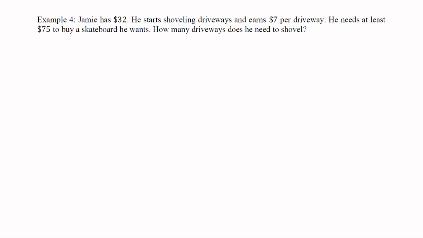Jamie has $32. He starts shoveling driveways and earns $7 per driveway. He needs at least $75 to buy a skateboard he wants. How many driveways does he need to shovel? Well, let's find the number of driveways to be shoveled. He has $32 now, and we're going to add $7 times the number of driveways that he needs to shovel. That gives us the left-hand side of our inequality, and that needs to be greater than or equal to 75 because the skateboard costs $75.